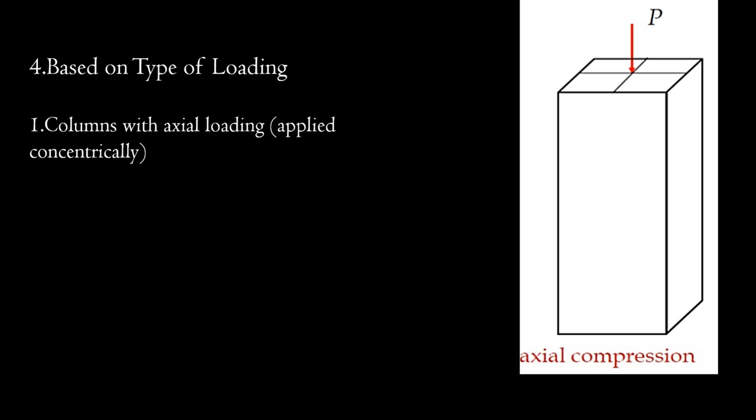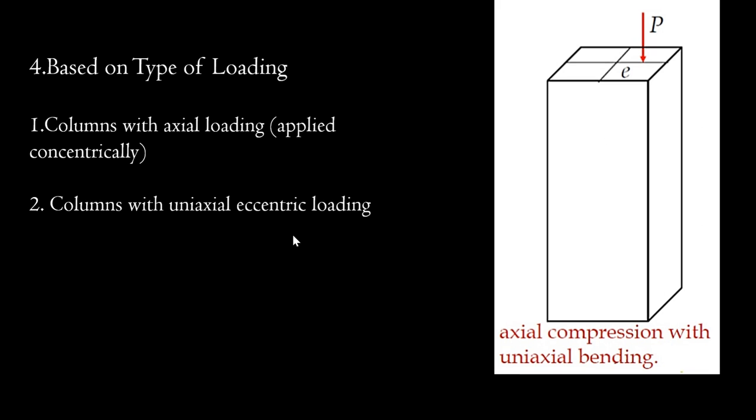Now, based on the type of loading, columns with axial loading, that is applied concentrically: you can see here the column, the load is being applied exactly at the center axis, then it is called a column with axial loading. You can see here there is no eccentricity. The second one is column with uniaxial eccentric loading. You can see here this is your axis, there is an eccentricity in one of the axes. As a result, there will be axial compression and uniaxial bending, that is, in any one axis there will be bending occurring.